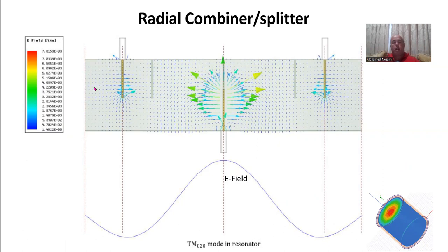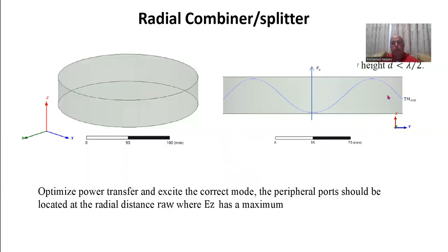And so for the cavity in here, if you look at the distribution of the E-field, it's exactly like this, where there's a maximum in the E-field at this point, that's where we want to feed. But at the probe point, it's really a maximum too, except the phase shift is opposite, okay? And that's basically the whole concept of the radial combiner. So again, sideways, looking at this one, all we're doing with a radial combiner based on waveguide with a cylindrical cavity is we optimize the power transfer and excite the correct mode, okay?